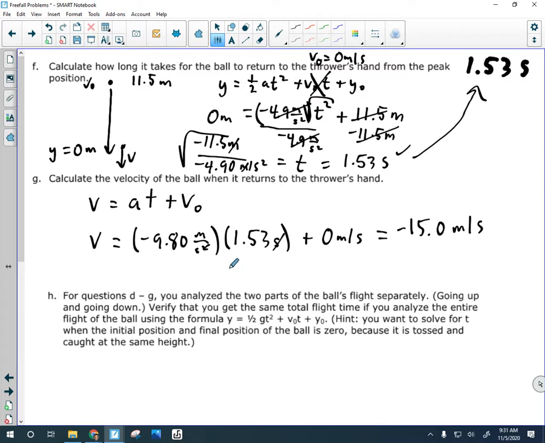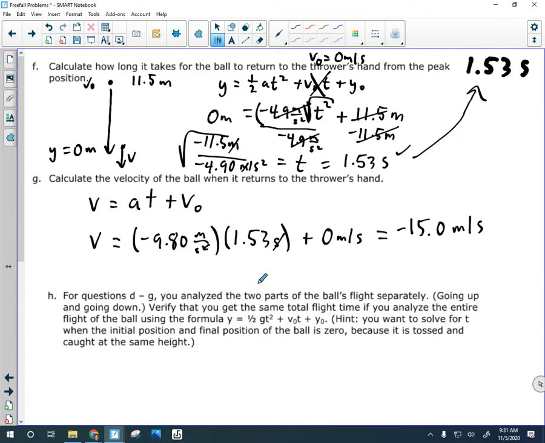What you did is you analyzed the entire flight time, right? So if you analyze the entire flight time, the starting velocity is going to be that positive 15. The time would be 3.06. So that is a correct way to analyze it. Yep.